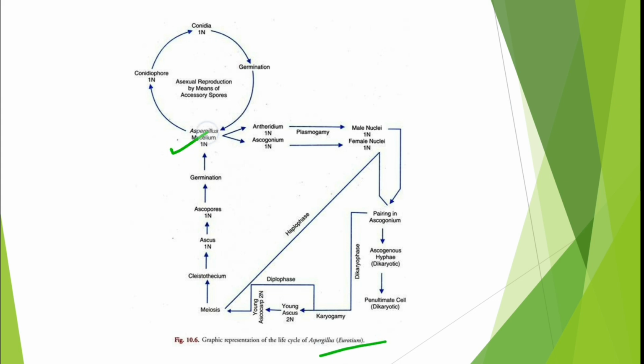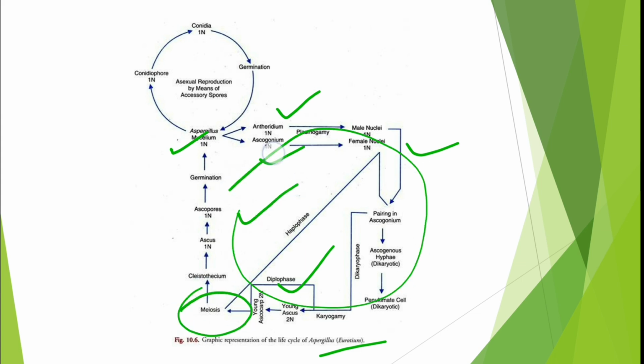Okay, in Aspergillus, first the antheridium and ascogonium are developed, then plasmogamy. After plasmogamy, karyogamy takes place. Then karyogamy forms the asci in the young ascocarp, which undergo meiosis to form ascospores. It is all about sexual reproduction, and asexual reproduction takes place through conidiospores or conidia, a chain of conidia. So it is all about the life cycle of Aspergillus.